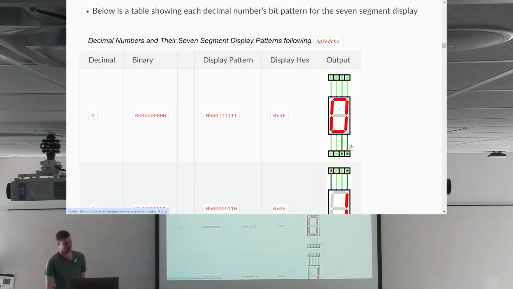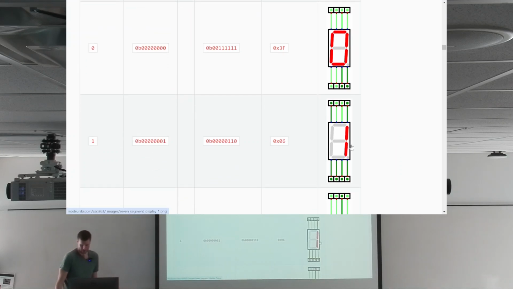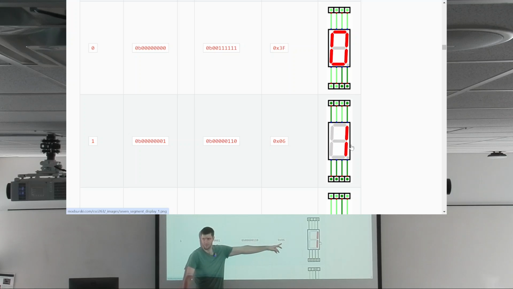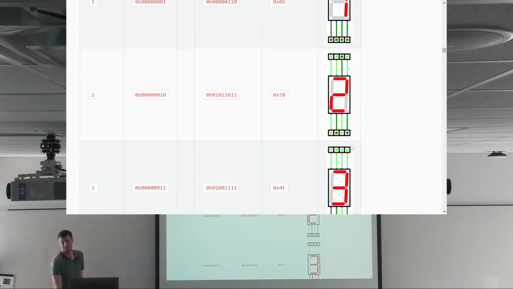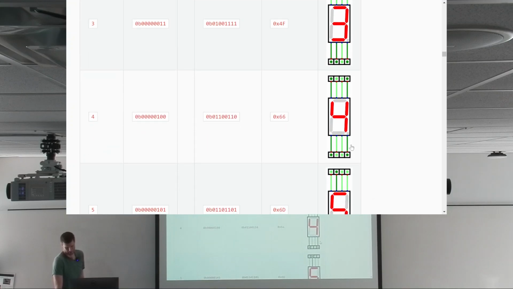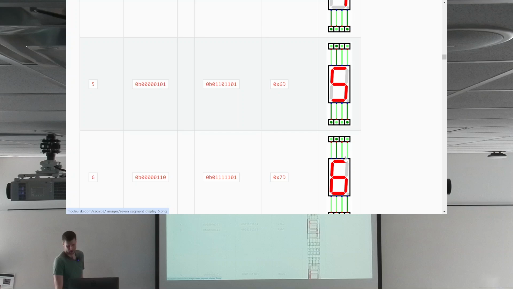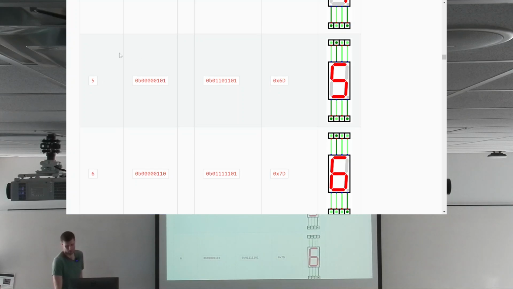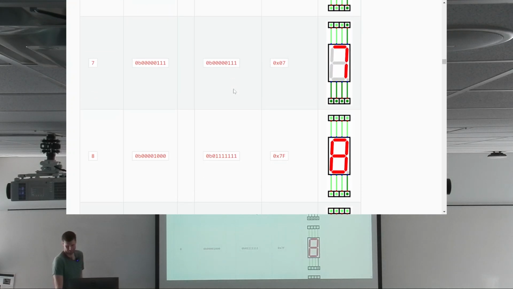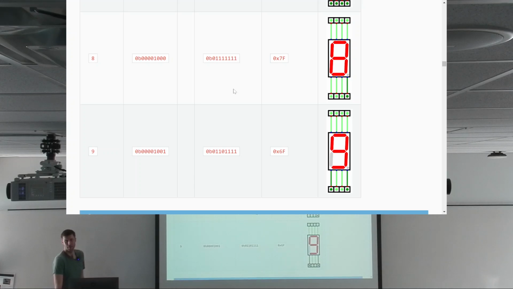The pattern for 1. Well, 1 is 1, and what do we want? Well, we want B and C on. And that would be 6. And so on, and so on. This is just how we go from the number we care about to the pattern that represents that number. We're sticking with decimal, though.